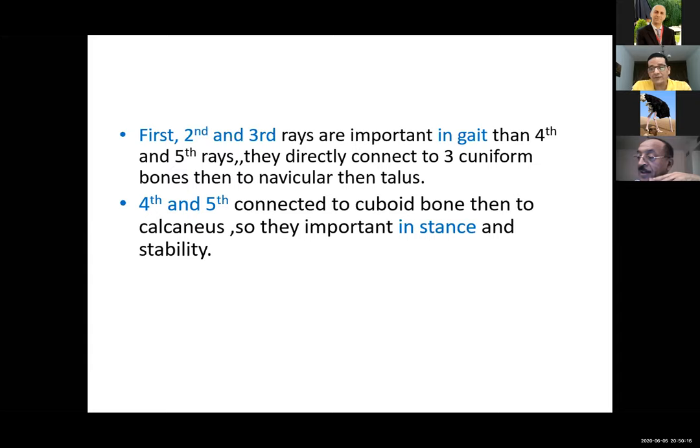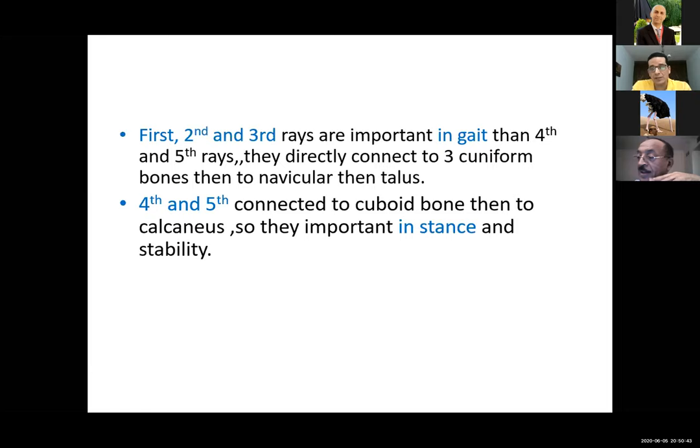Then the fourth and fifth rays directly connect to the cuboid. The first, second, and third rays connect to the three cuneiforms, medial, middle, and lateral, then to the navicular, then to the talus. So the first, second, and third directly connect to three bones in the midfoot, which connect to the navicular bone, directly connected to the talus. So the talus is higher than the calcaneus.